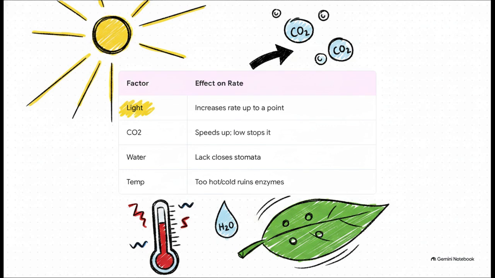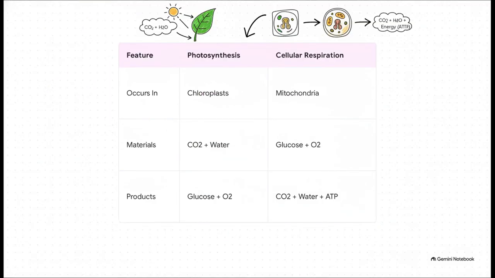A lack of water during a drought forces the plant to close its stomata doors to save moisture, which tragically cuts off that vital CO2 supply. And temperature matters a lot too. If it gets too cold or way too hot, the plant's delicate internal enzymes get damaged and the factory shuts down. Now, what's really fascinating is seeing how both photosynthesis and cellular respiration interact.